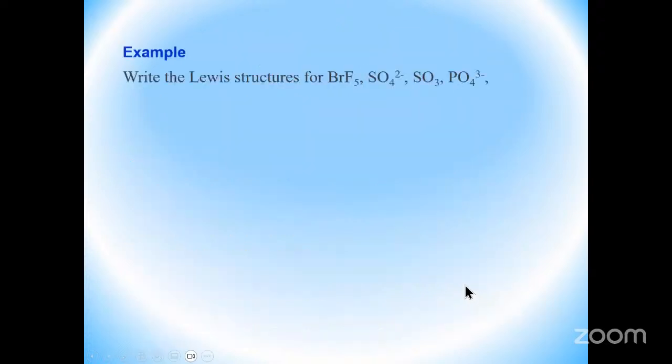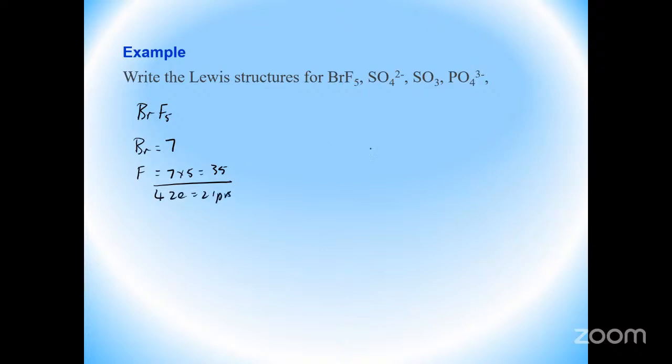Okay, so with that in mind, let's see if we can do the Lewis structures for these molecules and ions. The first of which is BrF5, all right? So, as before, what we do is we count up the valence electrons. Bromine will contribute 7, fluorine will contribute 7 times 5, that gives you 35. And then 35 plus 7 gives you 42 electrons, which will equal 21 pairs.